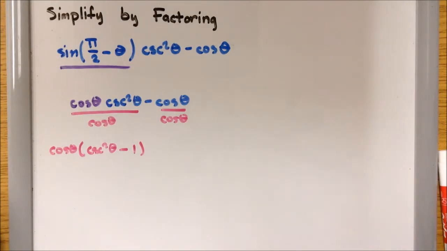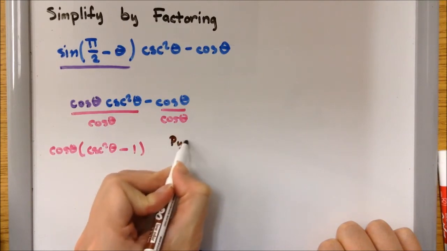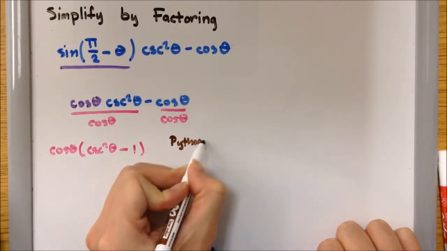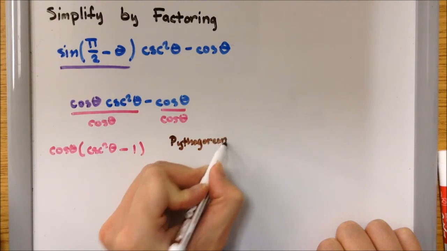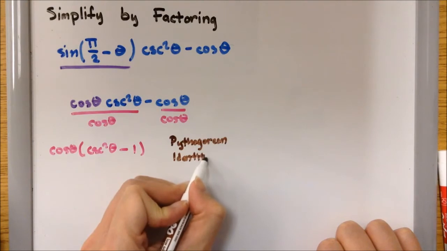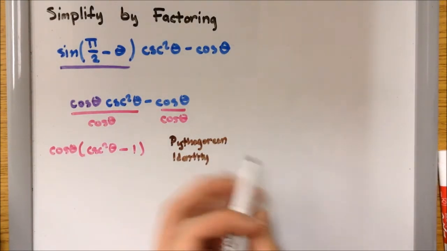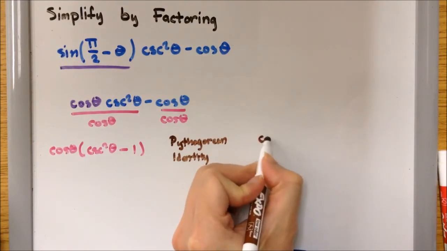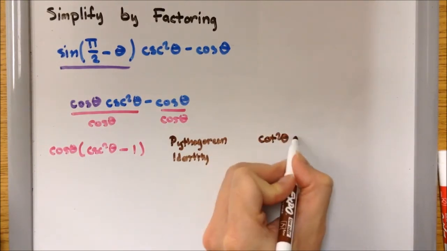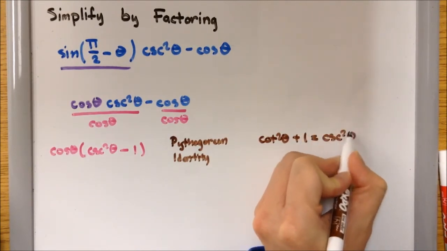Now here, I notice I have a cosecant squared theta and a minus 1. So let's see, is there an identity I can apply for that one? Which there is. I'm going to write it out, the Pythagorean identity. The Pythagorean identity that I'm going to refer to is cotangent squared theta plus 1 equals cosecant squared theta.